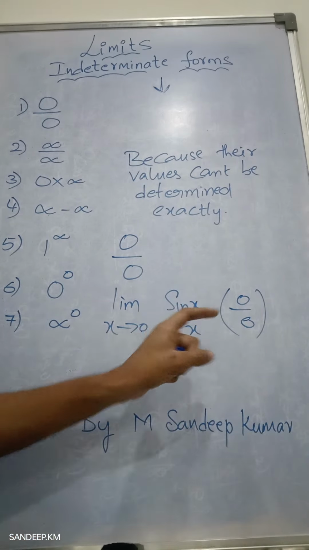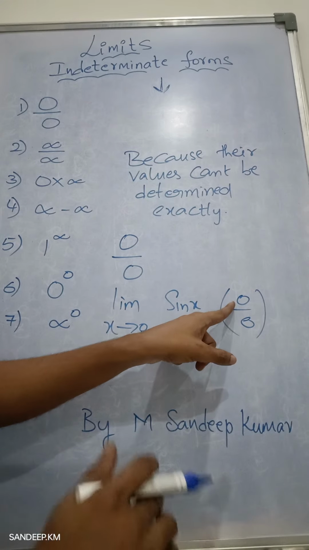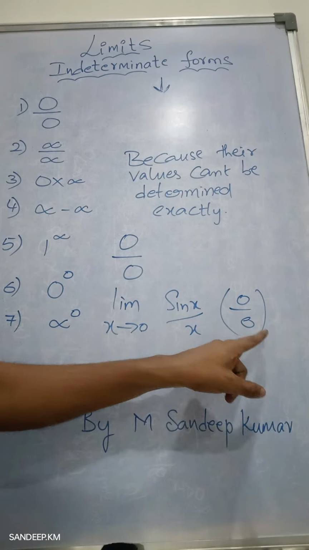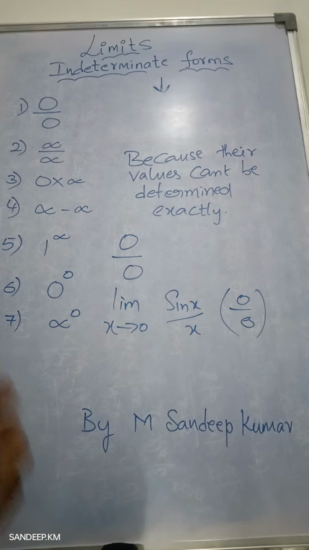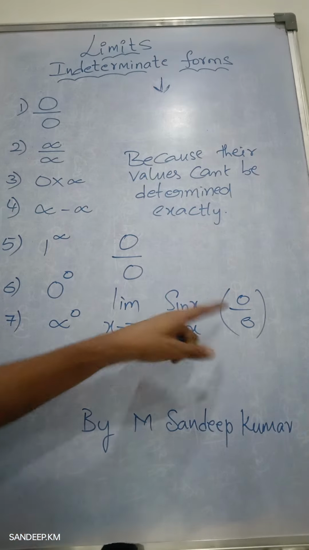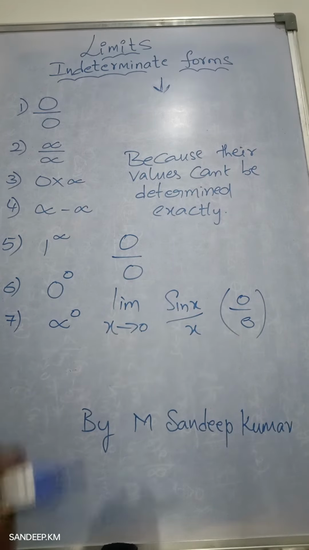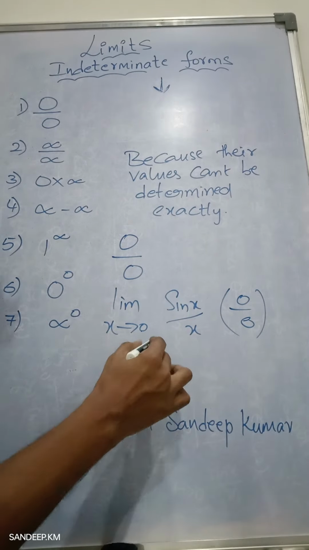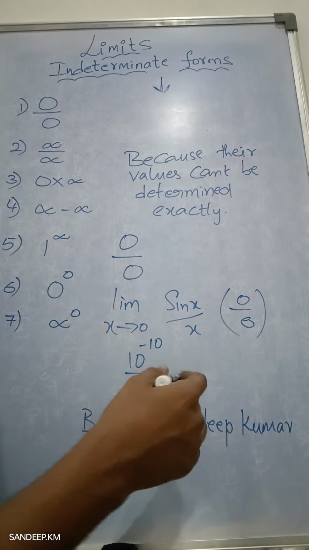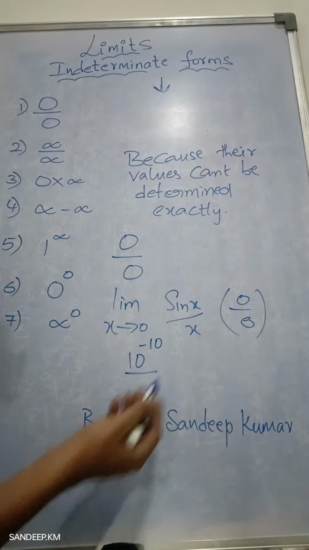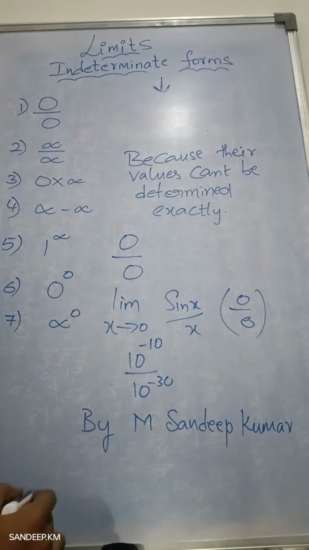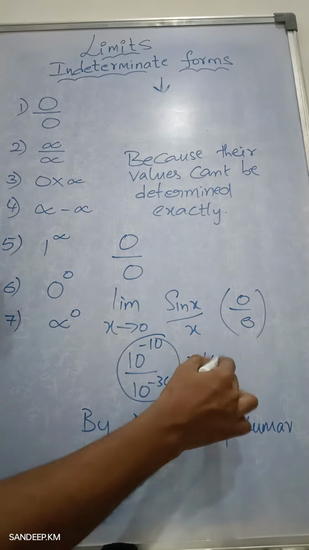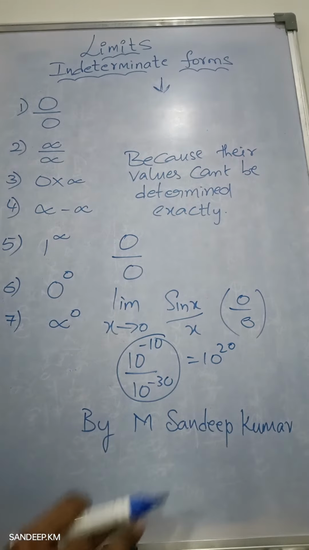The numerator is approaching 0, which means 0.0000 something. In the same way, the denominator is also 0.0000 something. Now, why exactly is it called an indeterminate form? Since the numerator is approaching 0, it can be any number. For example, there is a possibility that the numerator's value is 10 power minus 10, that is 0.0000 and so on, 9 zeros and then 1. And the denominator can be 10 power minus 30. Correct or not? In this case, what is the value? This is just an example. If you simplify it, you will get 10 power 20, a very large number.